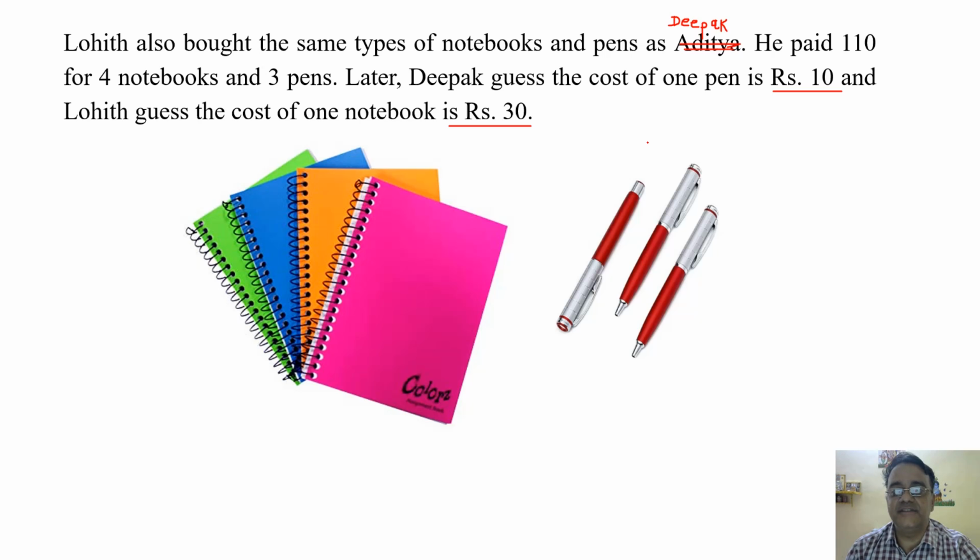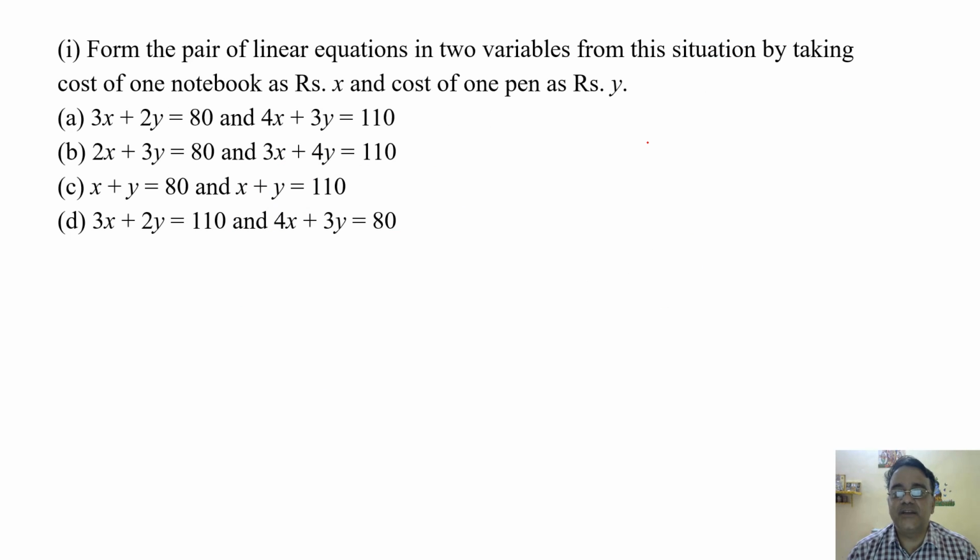So let us start based on this situation. We'll start the first question. Form the pair of linear equations in two variables from this situation by taking cost of one notebook as rupees x and cost of one pen as rupees y. In Deepak's case there were 3 notebooks and 2 pens, so 3x plus 2y, and the total amount was 80. I could see only one option with 3x plus 2y is equal to 80.